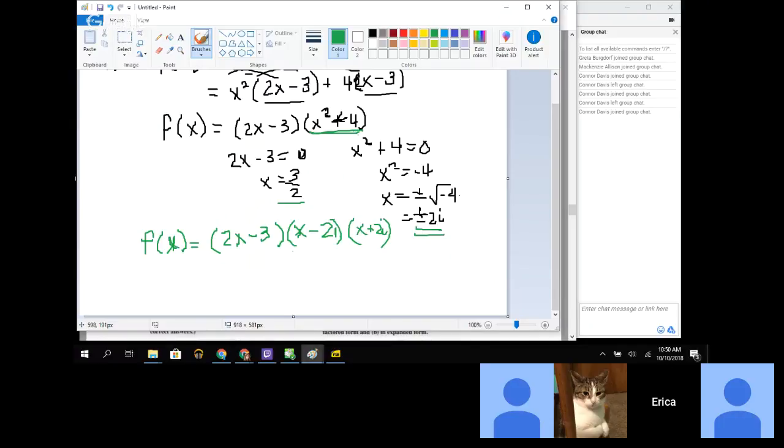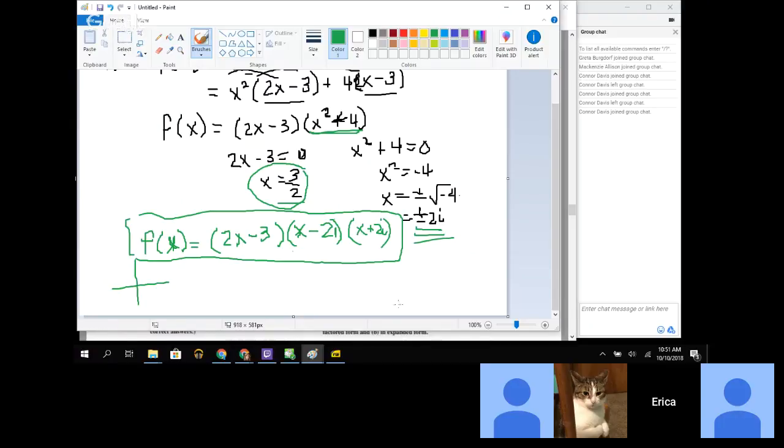C, use your factorization to determine the x-intercepts of the graph of the function. All right, so if I look at this, can you tell me what are all the places that my graph is going to hit the x-axis, my x-intercept? It's going to hit at 3/2, right? Is it going to hit at plus and minus 2i? Nope, because those guys are on the complex plane, right?